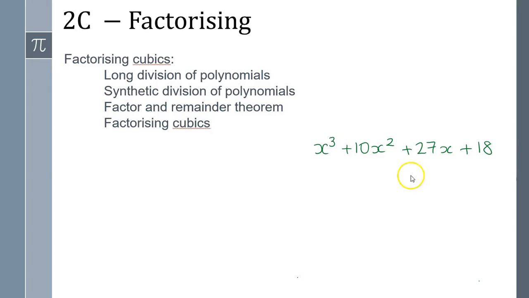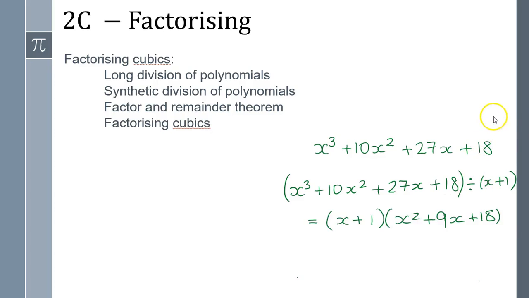Okay, I've got a cubic function here. And what's going to happen is that I am going to divide it by a factor, and that factor is actually going to be a bracket. When I've divided it, I'm going to end up with an answer like this. So my original bracket here and a quadratic function.